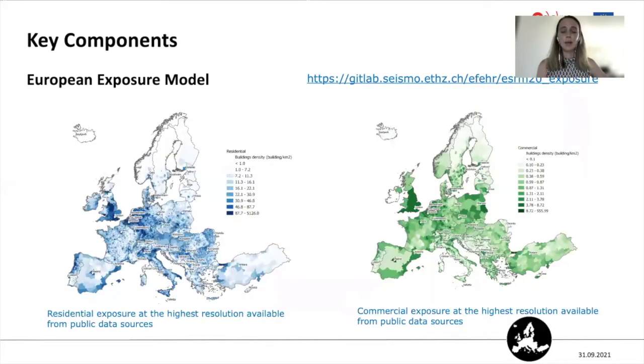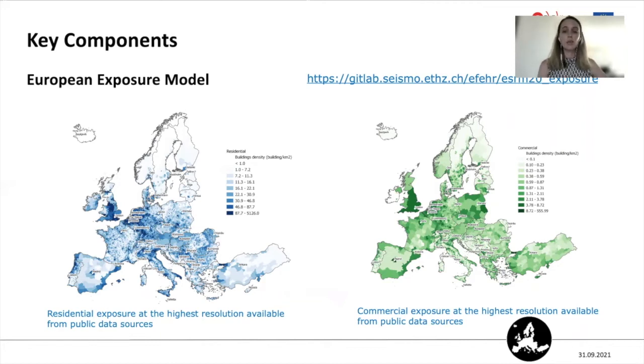These maps here show you what the exposure model, on the left the residential, on the right commercial, looks like in terms of its resolution when it's collected and built from this raw census data. So you can see it's very variable, the resolution. Some countries offer very high resolution census data, France, for example, and Italy. Most countries have higher resolution data for residential buildings than for commercial buildings.